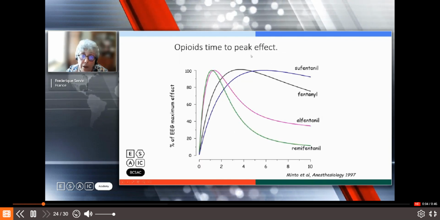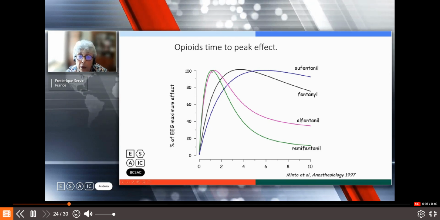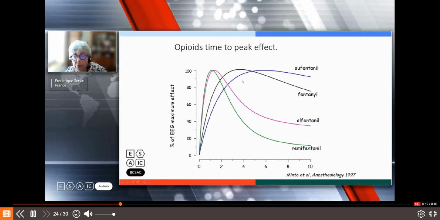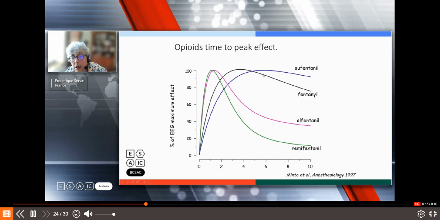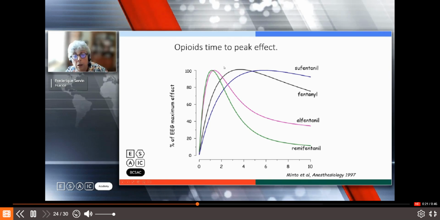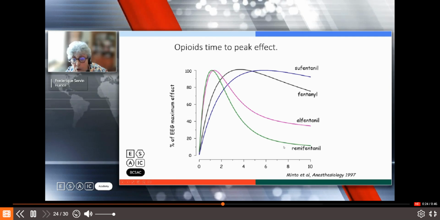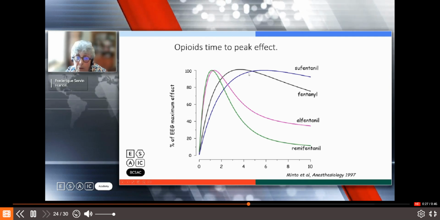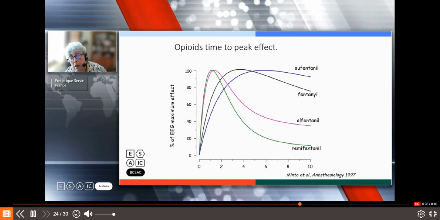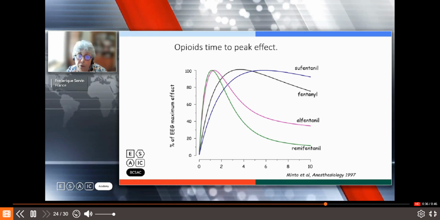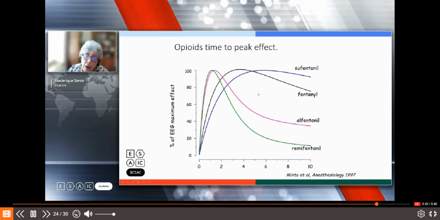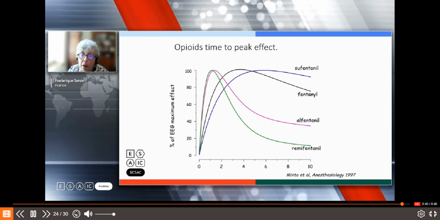Another application of this time to peak effect is the time, for example, for the opioids. You see that two opioids act very quickly, alfentanil and remifentanil, whereas fentanyl and even more sufentanil reach a peak much more slowly. As a consequence, if you want to intubate your patient, you will have to administer the sufentanil or the fentanyl before the hypnotic, so as to have the maximum effect at the time of intubation, whereas with remifentanil or alfentanil, you can do it at the same time.